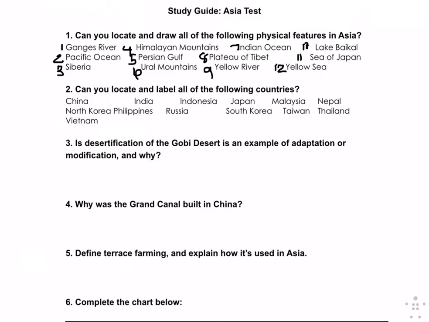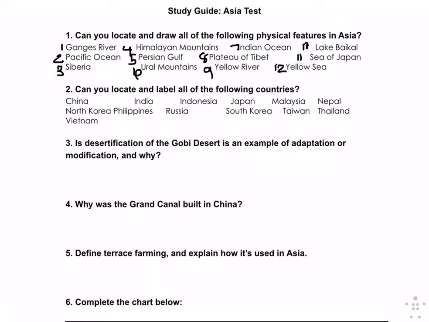Alright, Stallions, I'm going to go ahead and do the Asia test or study guide test. So if you need to follow along, please do take out your study guide and make sure that you follow what I'm doing. Now, there's two versions of the study guide, so I went ahead and labeled number 1 through 12. So we're going to start with the physical features.